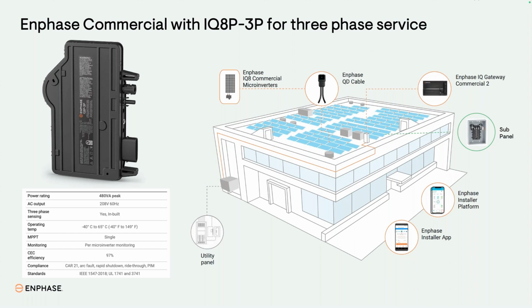The other components needed for the system here are listed here. We have a special cabling system called the QD cable, which does automatic phase rotation and phase balancing. So you don't actually have to divvy up the microinverters across all three phases with the system. That's done automatically by the QD cable. And we've got a dedicated commercial gateway called the IQ Gateway Commercial 2. And we also have some additional features available on the Enphase Installer platform that are specifically for commercial customers.